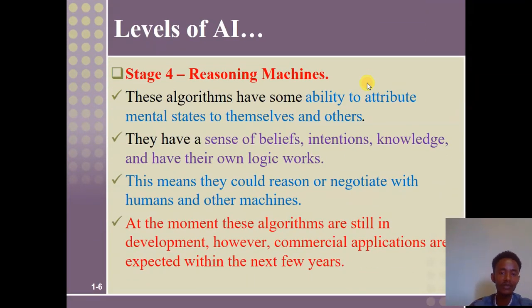The other one is stage 4, the reasoning machine. This reasoning machine has an ability to attribute mental states to themselves and others. They have an ability to empower their mind like a human being by feeding themselves, by observing, by reading different web pages. They are reasoning machines. As its name implies, it has an ability to reason out.